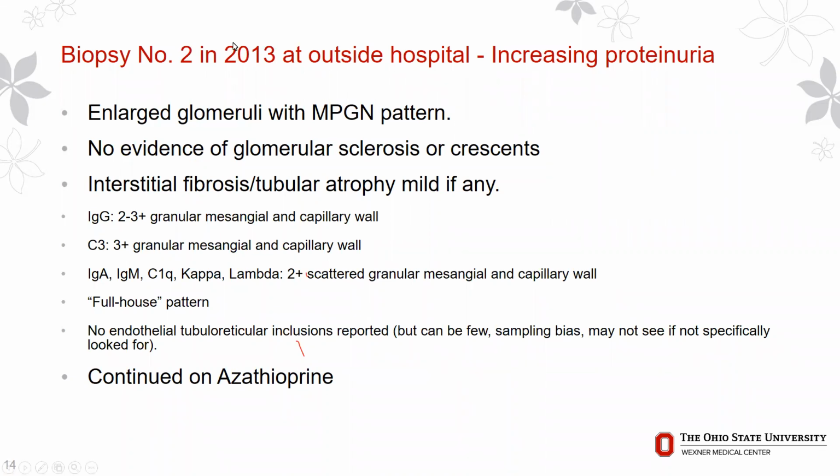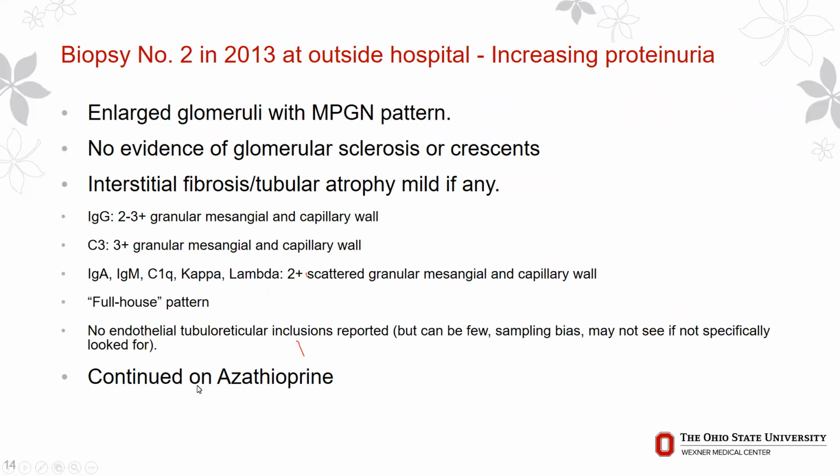Then she came back in 2013, but not at our institution, but at a different hospital for increasing proteinuria. So we don't have the slides on that biopsy, but we did manage to get the report. And the findings were quite similar. Enlarged glomeruli with MPGN pattern, not much glomerular sclerosis, no crescents. The tubular interstitium was good. There was not much fibrosis atrophy. And immunofluorescence showed similar findings, IgG C3 dominant with mild other immunoreactants.